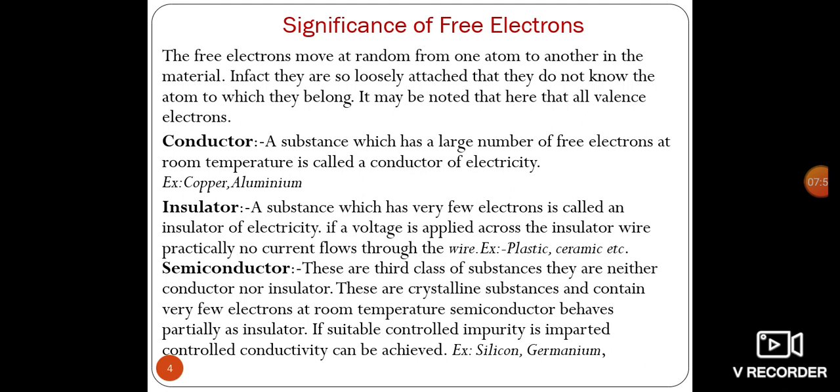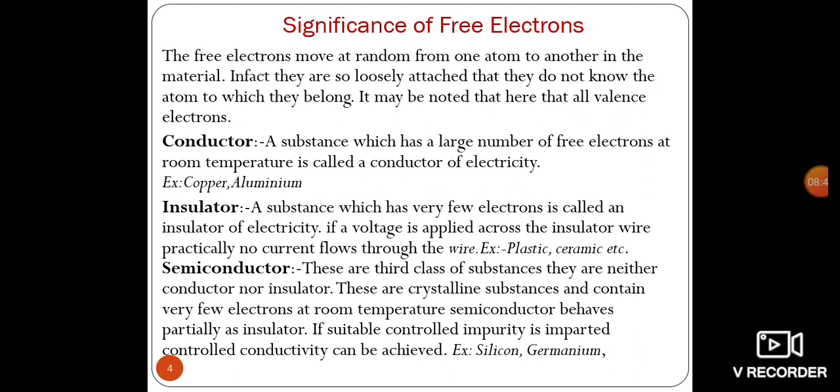Semiconductors. The third category of materials is the semiconductors. They are neither conductors nor insulators. They are crystalline substances and contain very few free electrons at room temperature. A semiconductor behaves partially as an insulator. Because of the small number of electrons at room temperature, it partially behaves as an insulator.